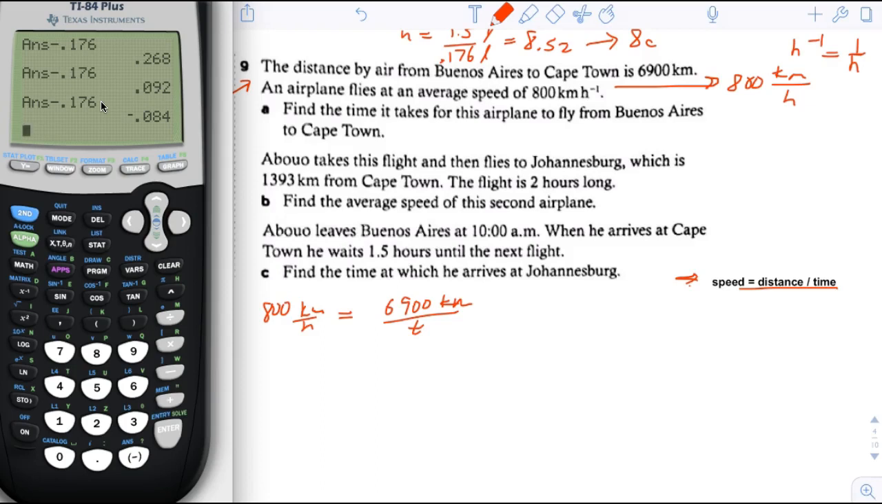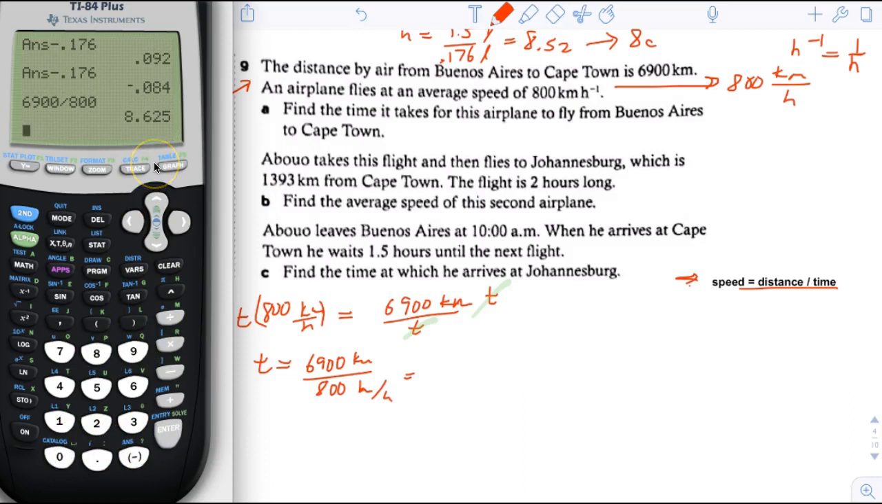So if I multiply both sides by time, you can see that I'll have time here and time here, and I can cancel out the times here, and I'm just left with time on the left. But now I have this 800 I want to get rid of, so I'm going to divide both sides by 800, okay? And then I'll have t equals 6,900 kilometers divided by 800 kilometers per hour. And that gives me 6,900 divided by 800.